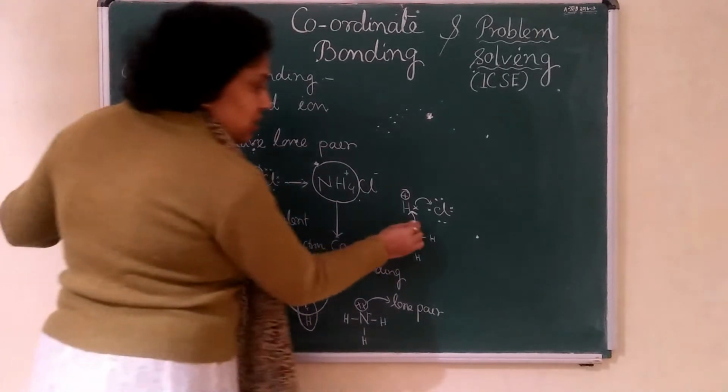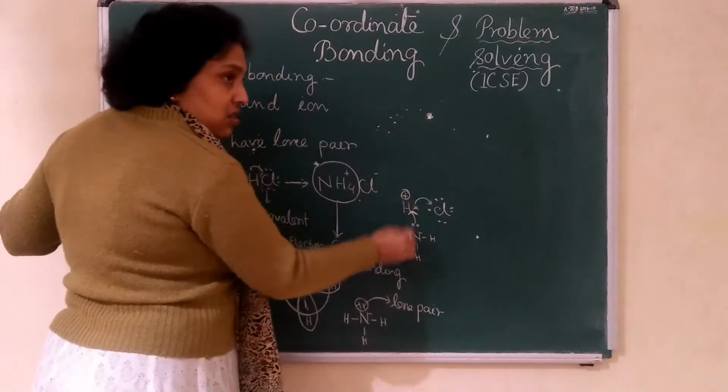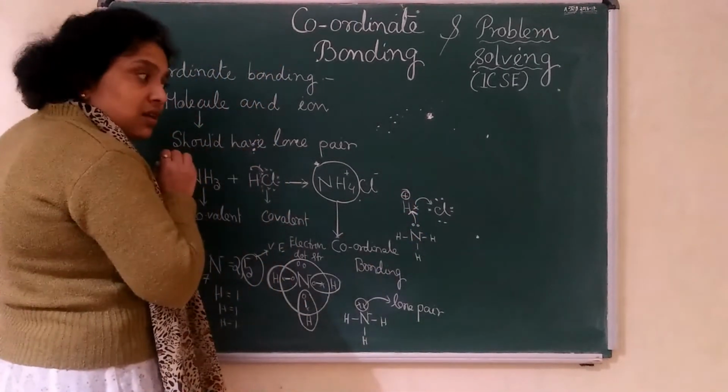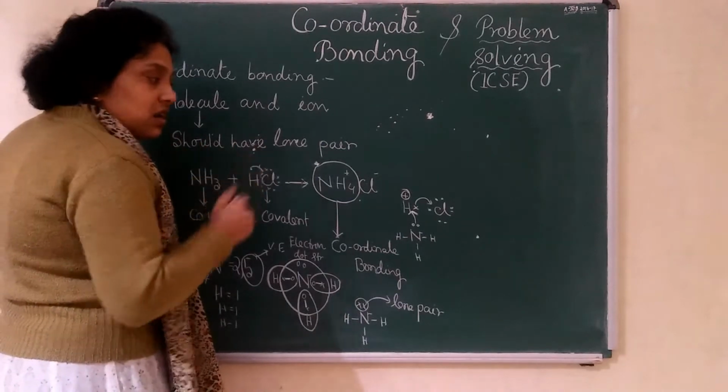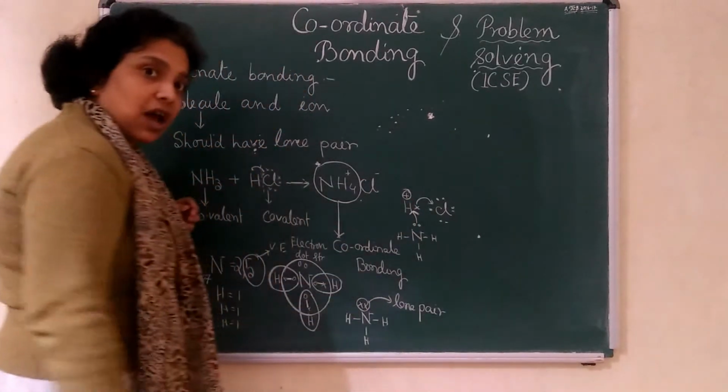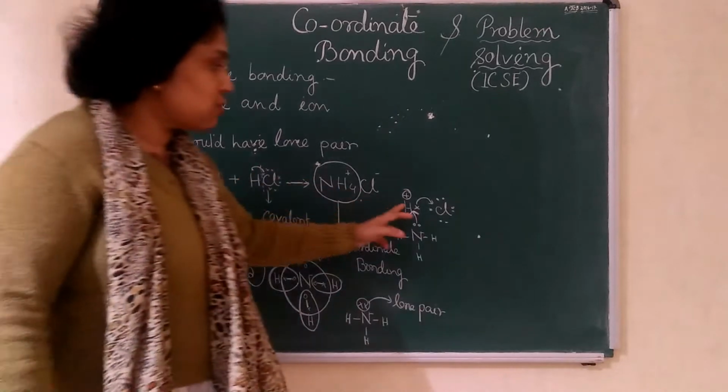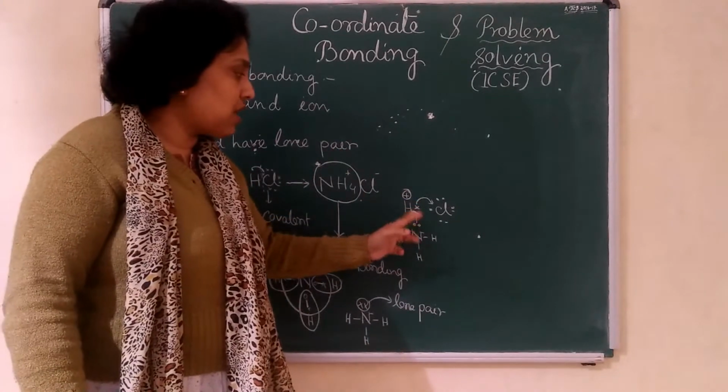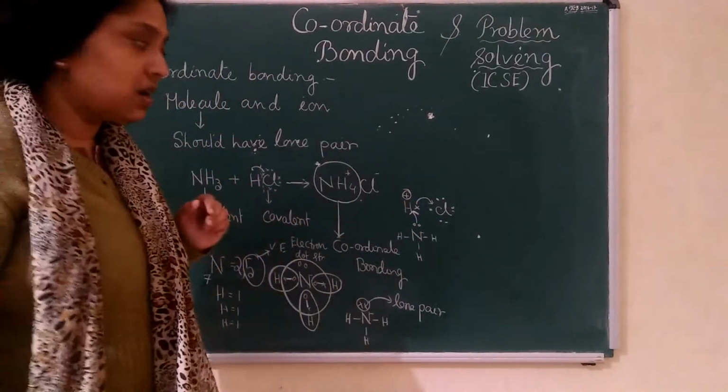This ammonia will give this electron to hydrogen. Now hydrogen is satisfying the octet. Two electrons, octet is satisfied, duplet. Sorry, for hydrogen it is a duplet. So its duplet is satisfied. So what will happen? There will be a coordinate bond.